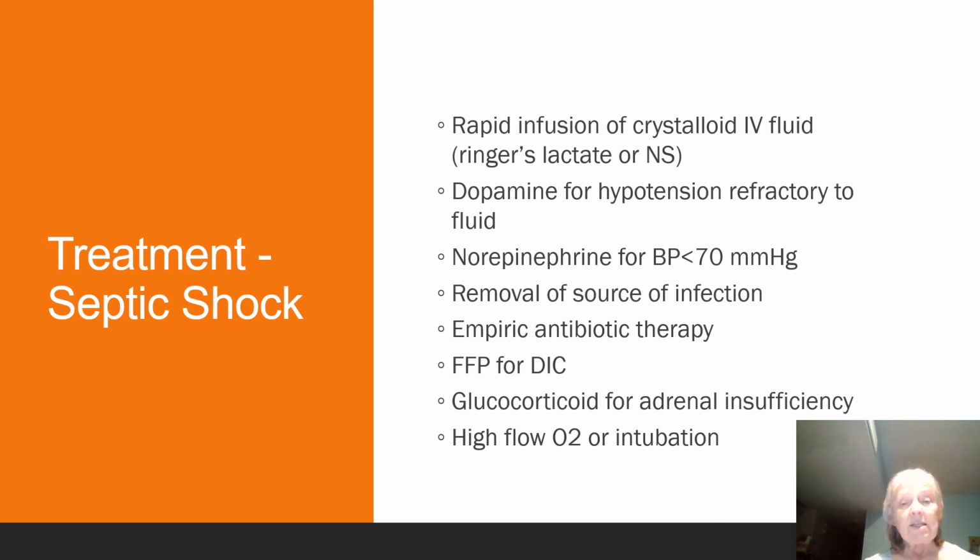FFP for DIC. This is the letters of the alphabet. Okay, fresh frozen plasma for your DIC, glucocorticoids for adrenal insufficiency, and then we're going to give you some high flow oxygen or intubation at that point. So this is where all of this medication starts to come into play.